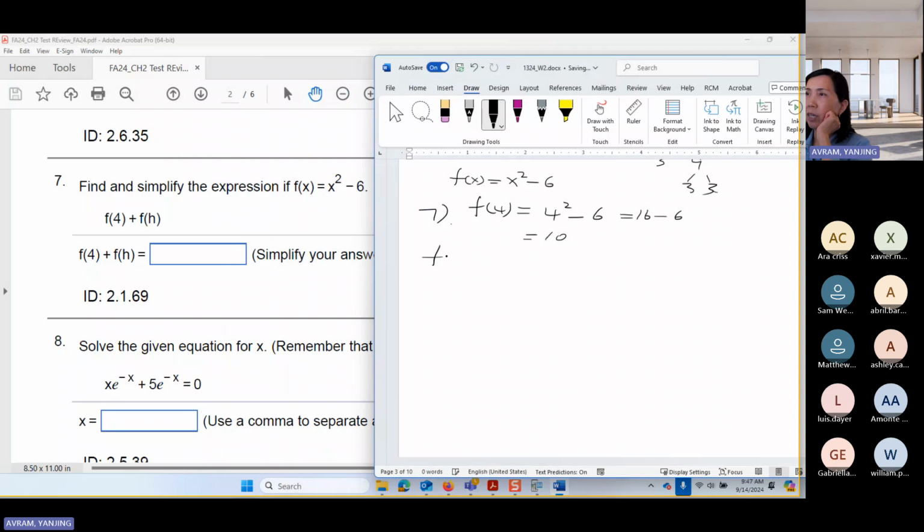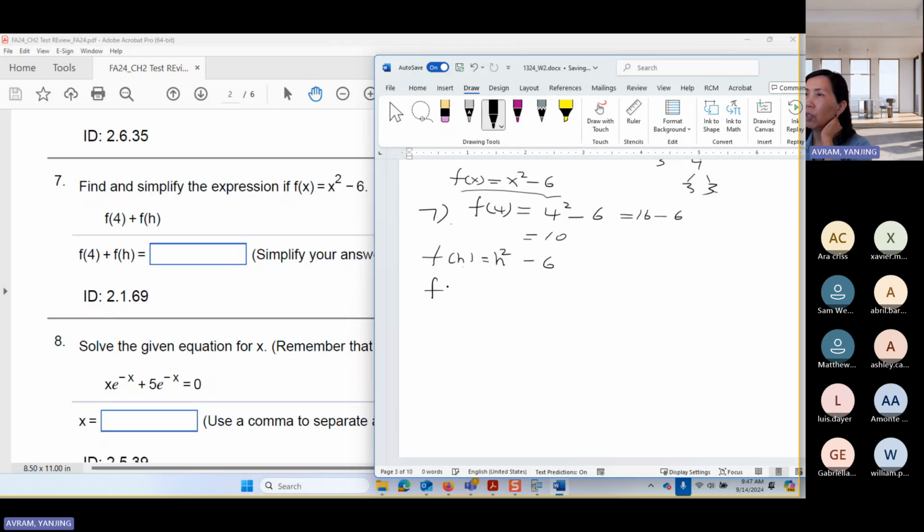And then you calculate f of h. So how much is f of h? Replace this x by h. So what do you get? h squared minus 6, right? Yeah, you also need the minus 6. You have to look at the entire equation. So you just replace the x by h, okay? And then copy down whatever you have.